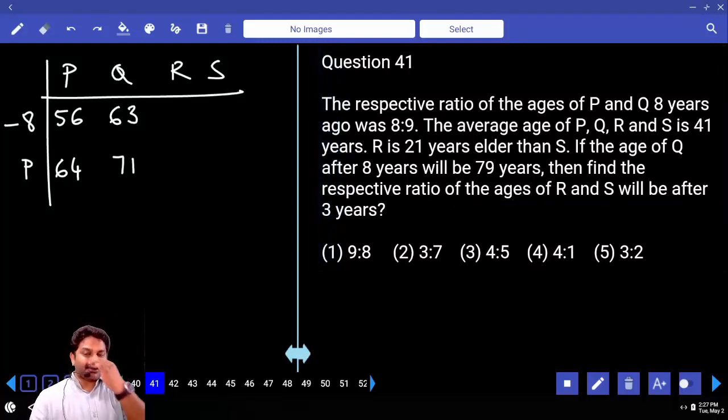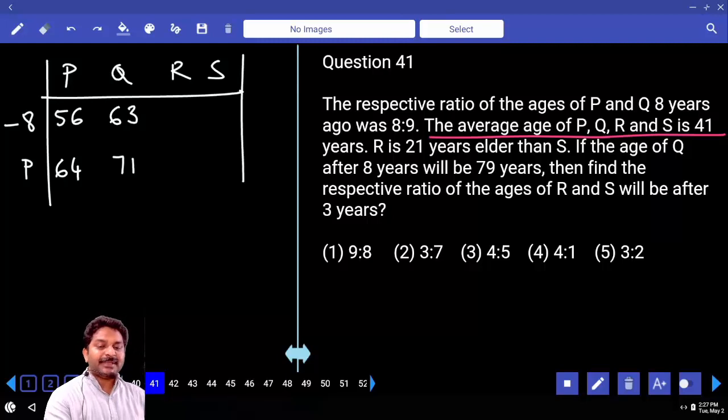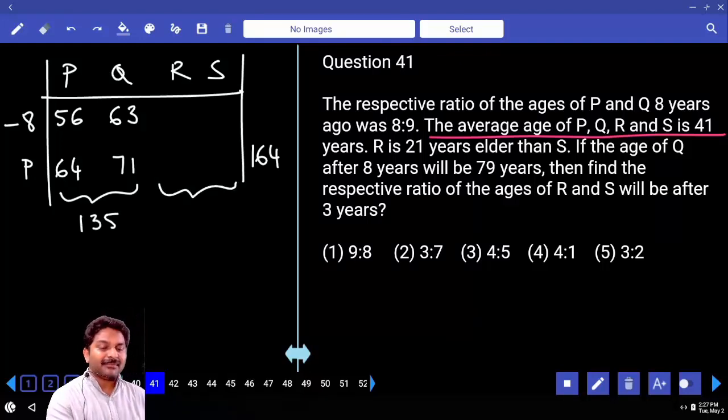Ratio of R and S, that's what the question is about. Now the average age of PQRS is 41. How many members are there? Their average is 41. Then the sum must be 164. Correct? Out of 164, already we have 135. If this is 135, the other numbers' sum must be 29 only. It must be equal to R plus S.